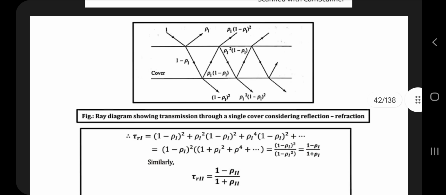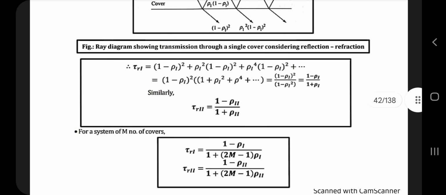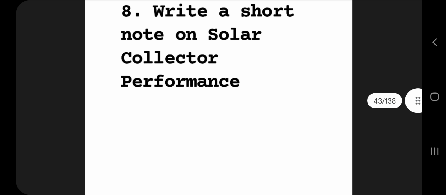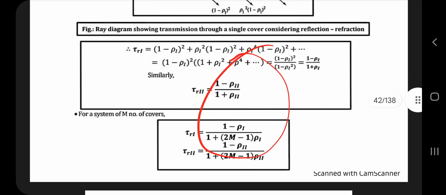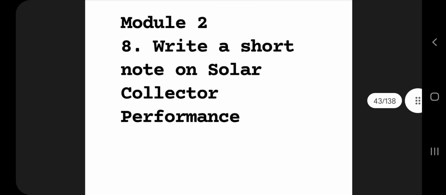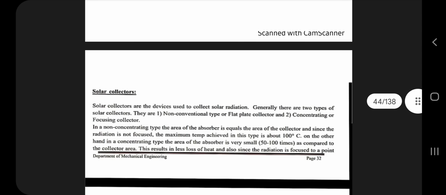Okay, and this is for the multi cover that I explained for the single cover. Here also the same thing, just multiple covers will be considered at each level. So this is the formula which you have to write. The derivation is not there here, just the formula is given. Okay, write a short note on solar collector performance. Solar collector, how the performance gets affected.